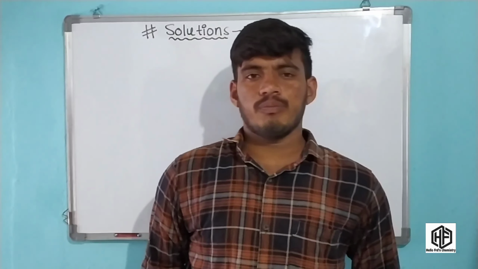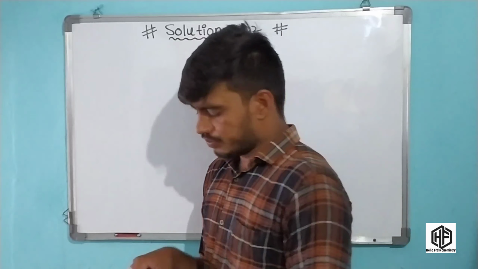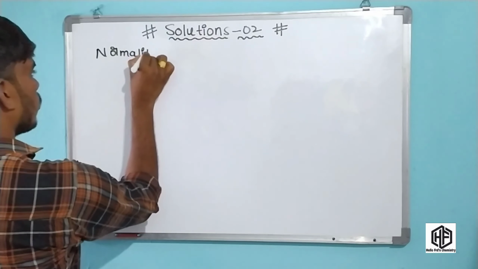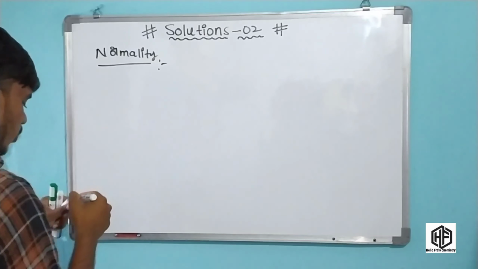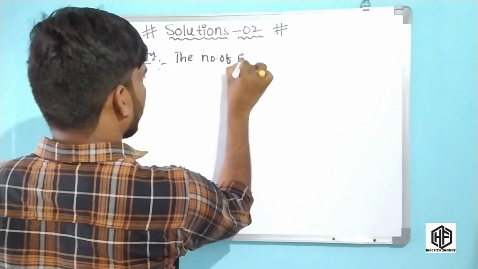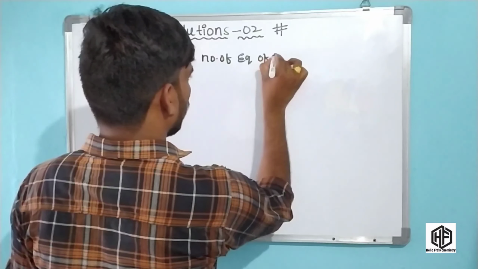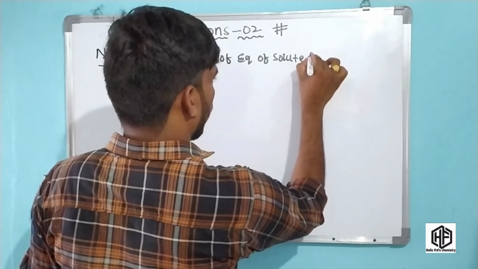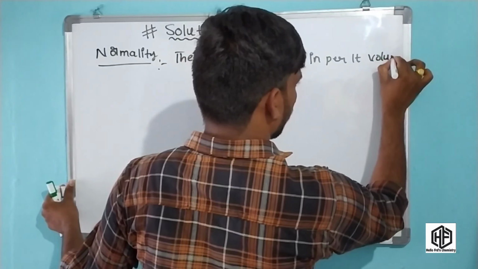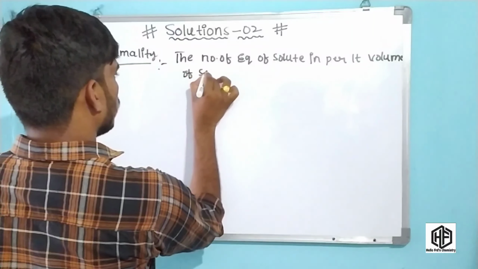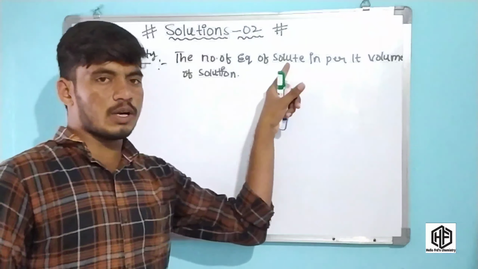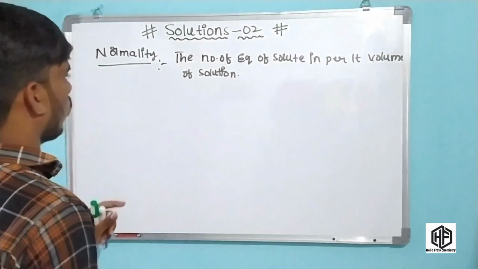Friends, the next important term is normality. What is normality? Normality is the number of equivalents of solute per 1 liter volume of solution, that is called normality.